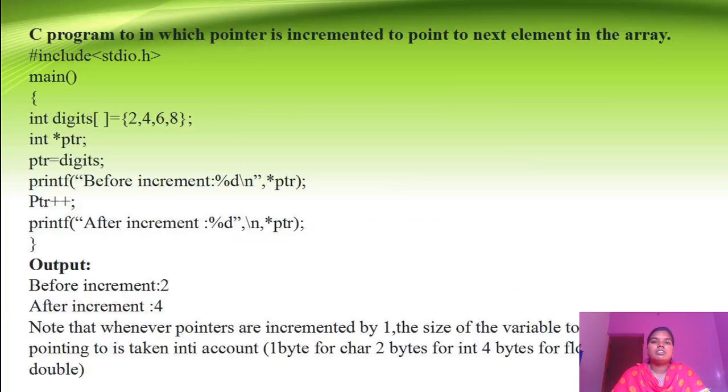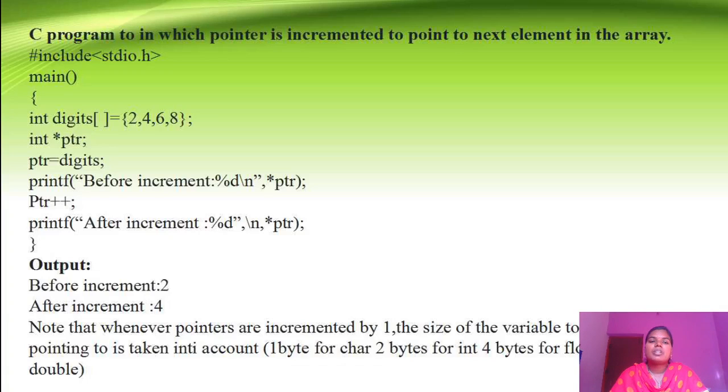Next, let us see another program. Here I have used an array called digits, which has 4 elements: 2, 4, 6, 8. I have declared one pointer ptr, and initially I have assigned the array digits to the pointer. That means digits, which is the starting address of the array, is assigned to the pointer. First I will print the value before increment. That is %d, star ptr, and you will get 2.